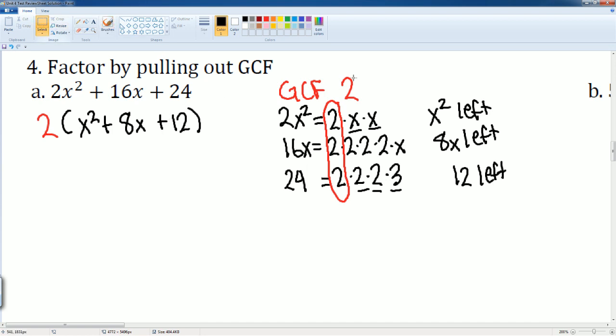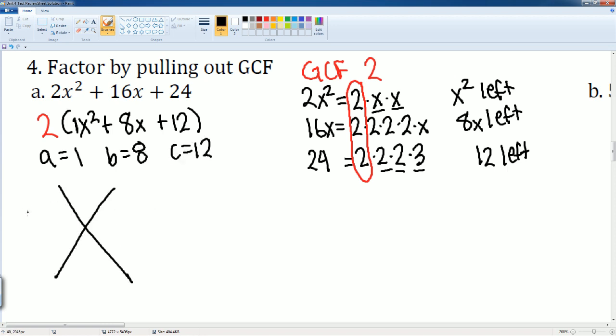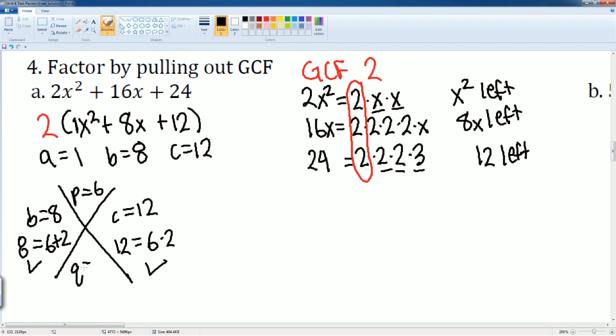From here, now you can factor it using the diamond method. A is equal to 1, B is still equal to 8, and C is equal to 12. Let's do our diamond. We need two numbers that multiply to make 12 and add to 8. I think it would be 6 and 2. 6 times 2 is 12, so that works. Then 6 plus 2 gets us 8, so that worked. So our factors are P equals 6, Q equals 2. So in factor form, it would be x plus 6 times x plus 2.